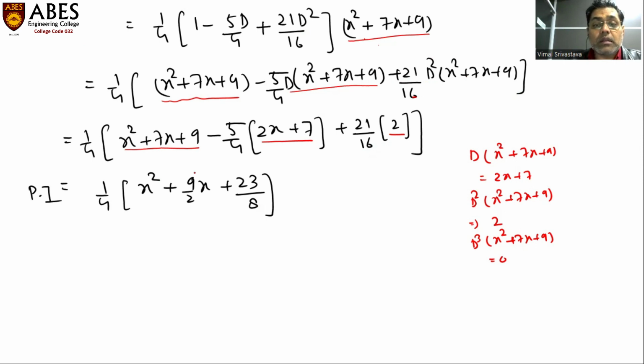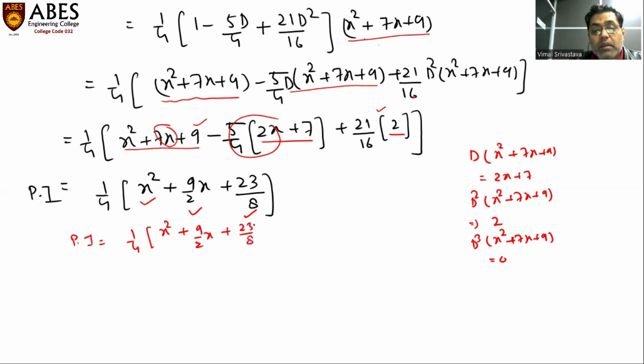Now simplifying this whole expression. This is x square only once. This is the coefficient of x. Once we simplify this, we will get 9 by 2. Similarly, the constant term here is 9, and once we simplify this expression, we get this. So ultimately, after simplification, we get pi is equal to 1 by 4 x square plus 9 by 2 x plus 23 by 8.